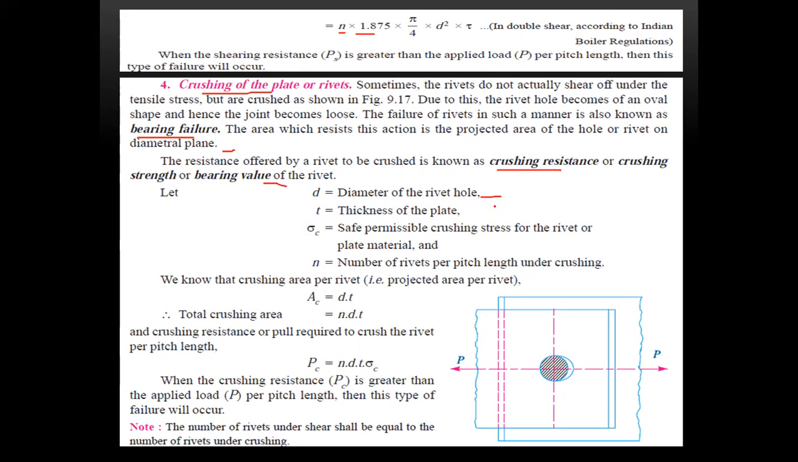Now d is the diameter of the rivet hole, t is the thickness of the plate, sigma c is the safe permissible crushing strength, and n is the number of rivets. We know that the area per rivet, Ac, is equal to d into t. Therefore, the crushing resistance Pc is equal to n into d into t into sigma c. So this is the pitch length and the type of the failure. See here how it has been misaligned, where the hole is misaligned, the mismatch, right.